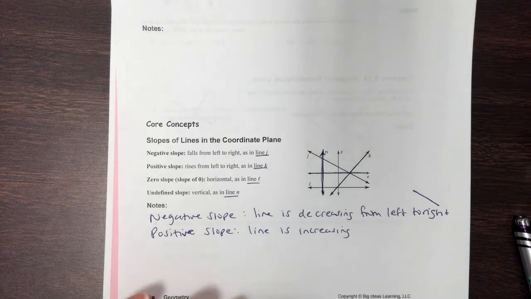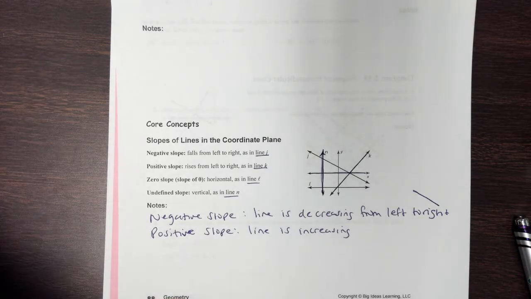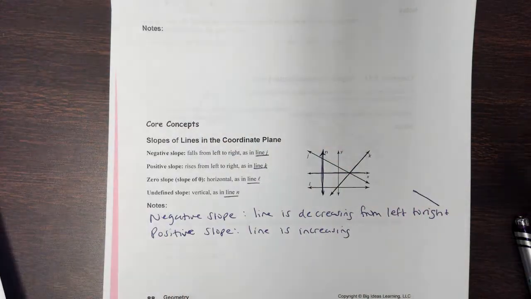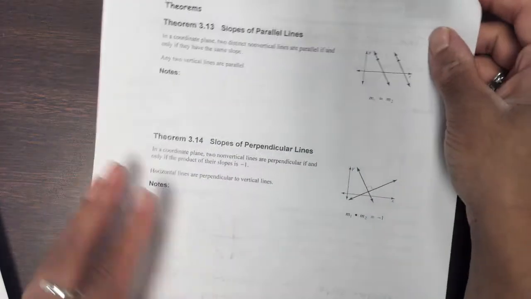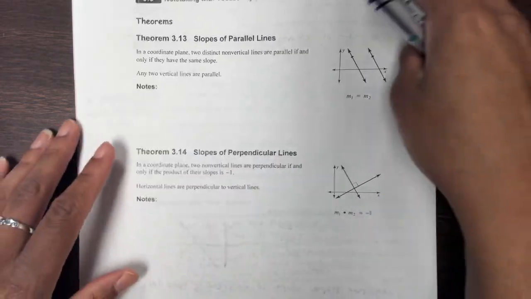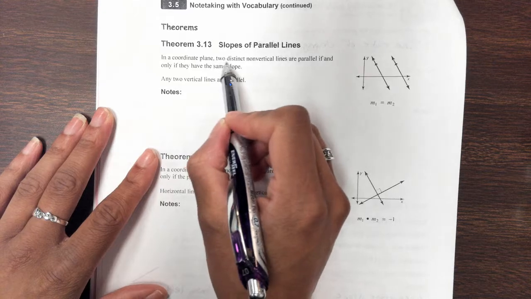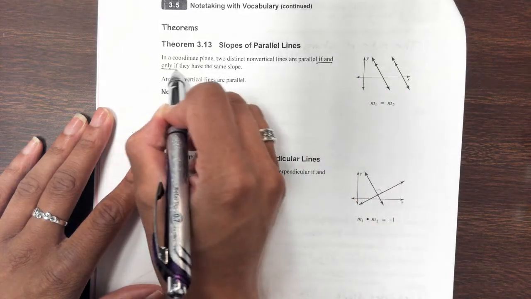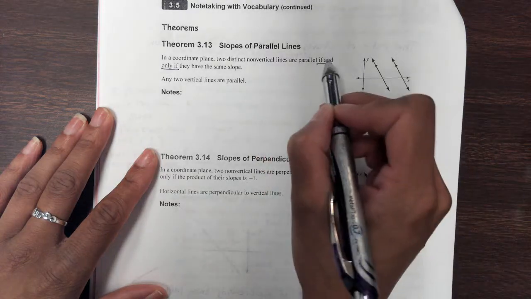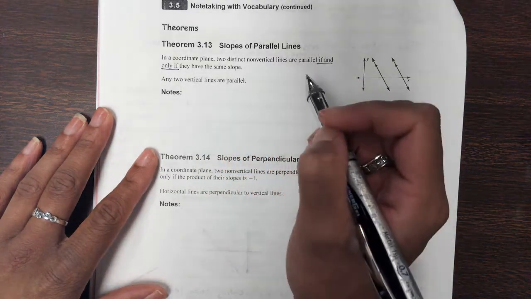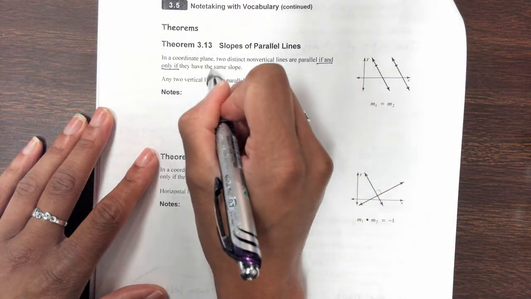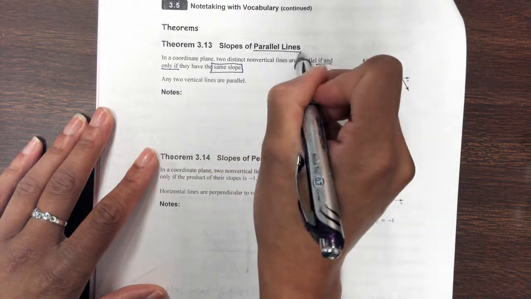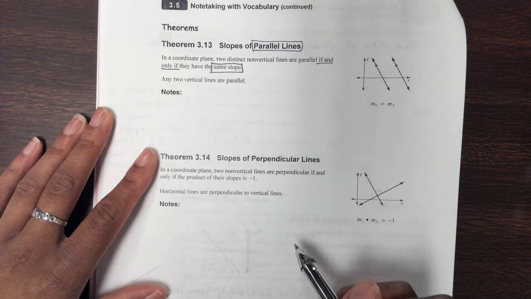Okay? So if you're going to go over to the next page, there are a couple of theorems that we talk about. However, we're just going to know the theorems and know what they mean. So I have, in a coordinate plane, two distinct non-vertical lines are parallel if and only if, we know that means biconditional, they have the same slope. So the key words here are parallel lines and same slope. Okay?